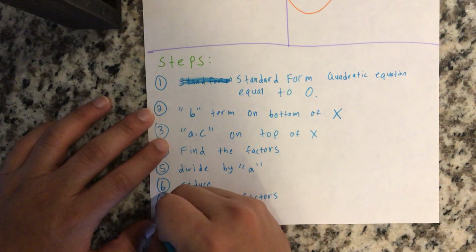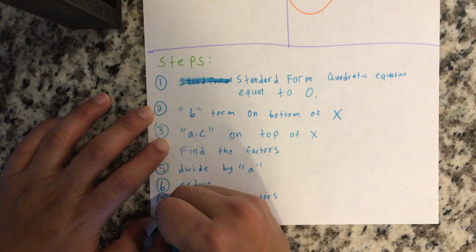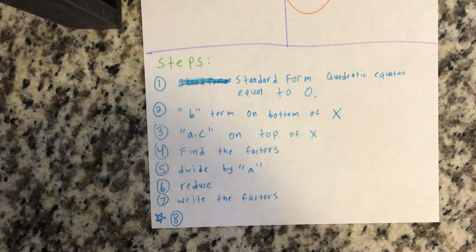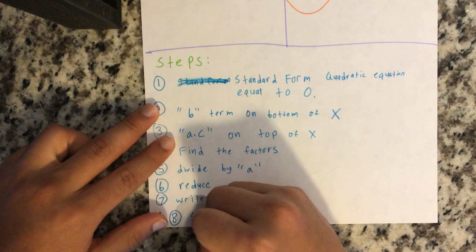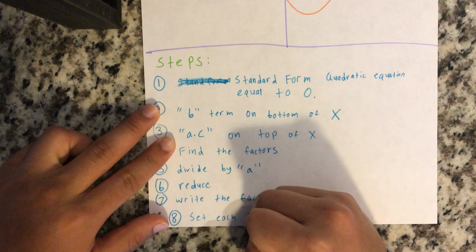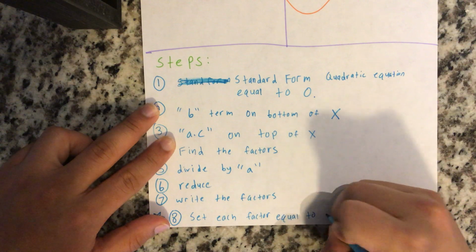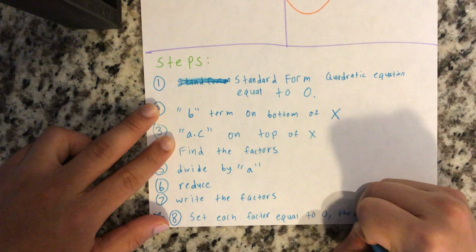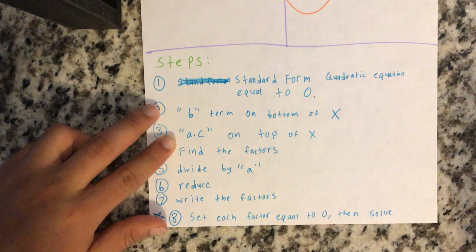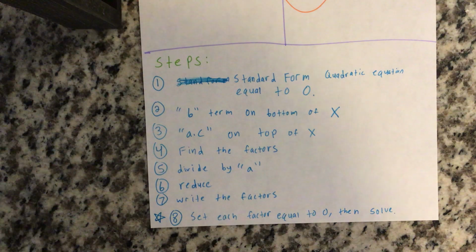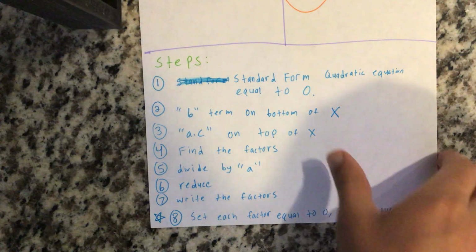But now, to solve, we have one extra step at the bottom. The step at the bottom is we set each factor equal to 0, then solve. And that is basically the only difference between these steps and the factoring steps. That's the only difference, this very last step. Other than that, it's exactly the same. So, let's look at an example.